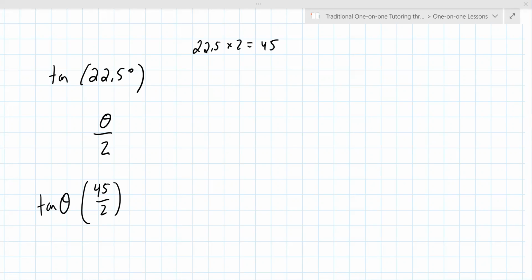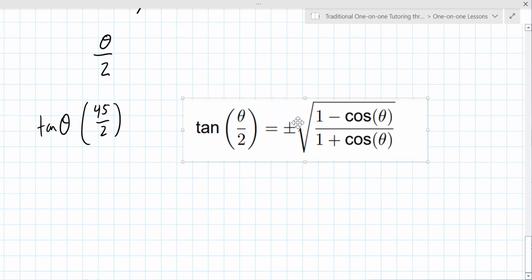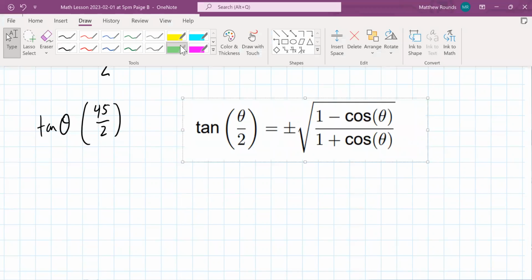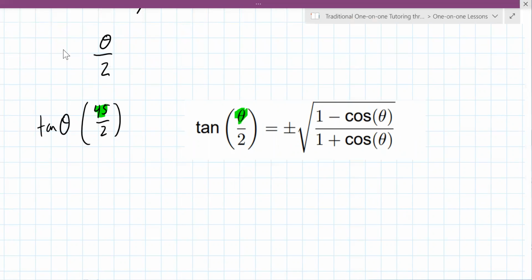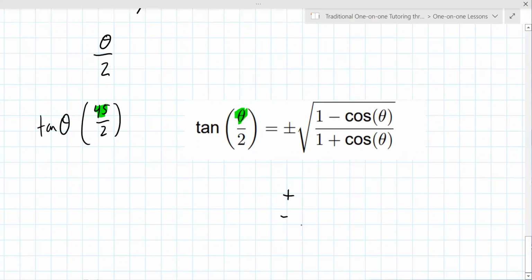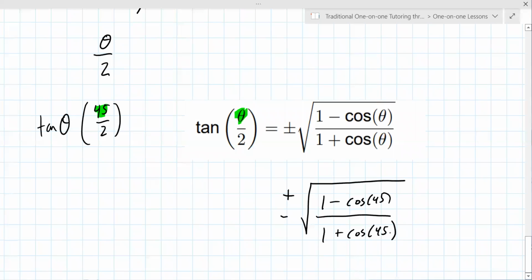Okay. So now you can go to your tangent formula here. What is the value of theta now in your problem here? 45. 45, good. So this becomes plus or minus the square root of 1 minus cosine 45 over 1 plus the cosine of 45.